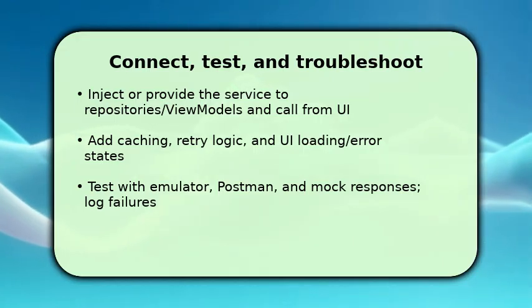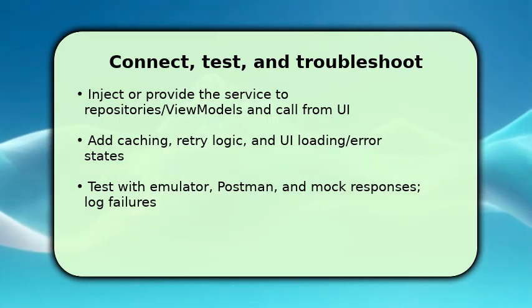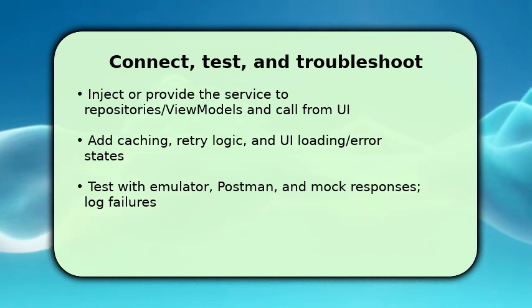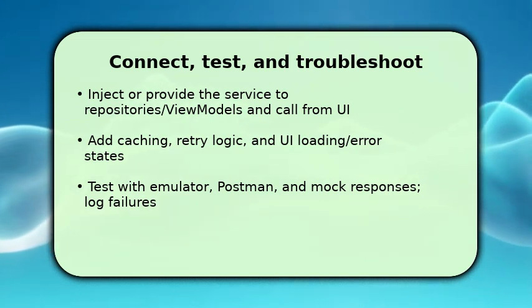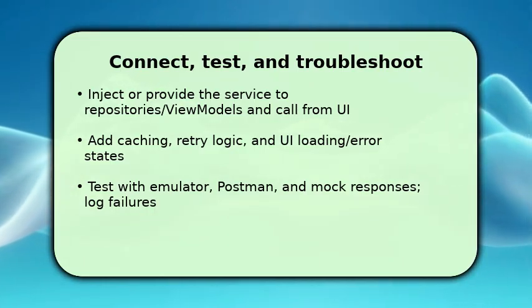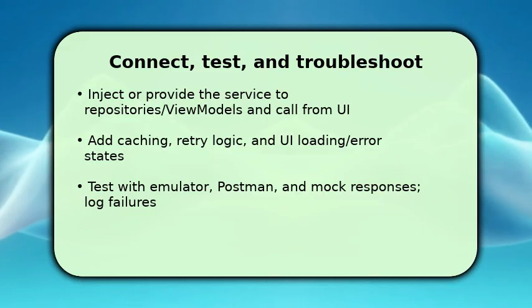For troubleshooting, if calls fail, confirm manifest permissions, base URL exactness, and correct headers. Then inspect OkHttp logs for request/response bodies. That quick checklist usually reveals misconfigurations or auth issues, so you can fix them.